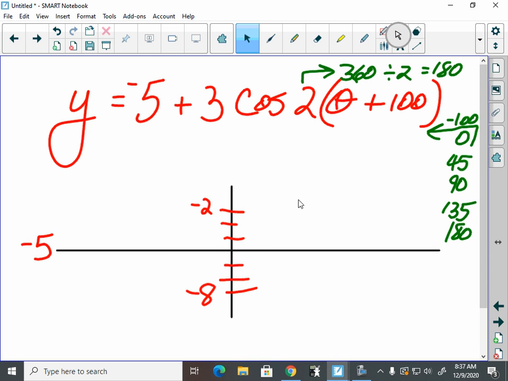Here we go. We're doing cosine. So I took care of the -5. I took care of the 3. I took care of the 2. Now I just got to do the 100. It just means 100 to the left. Cosine starts high. And so I'm going to have a dot on the left-hand side because that's -100.